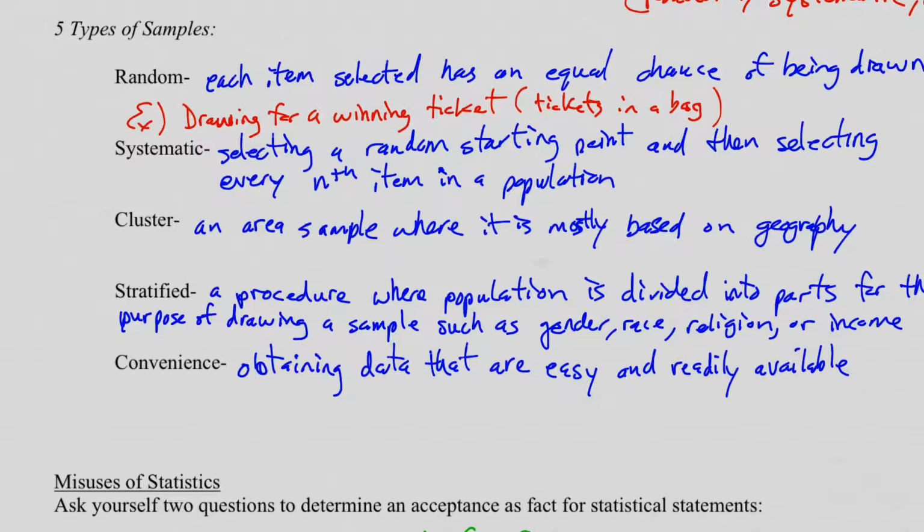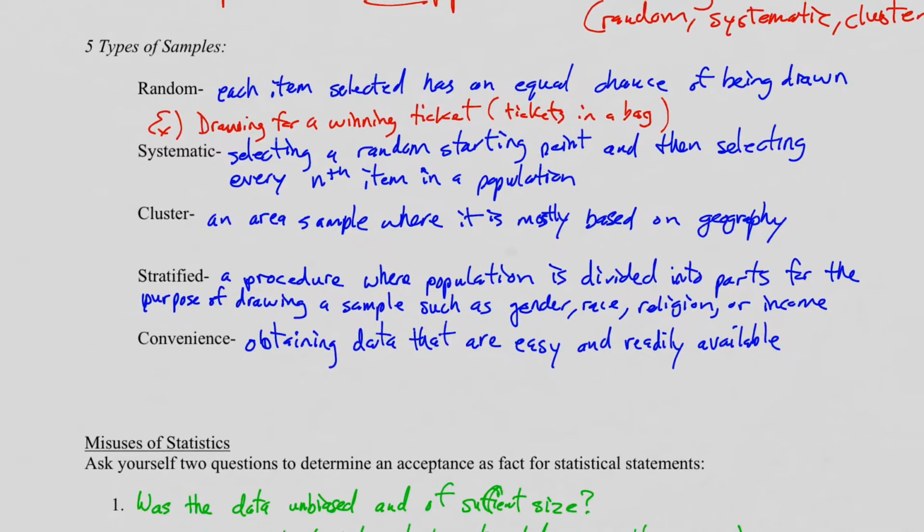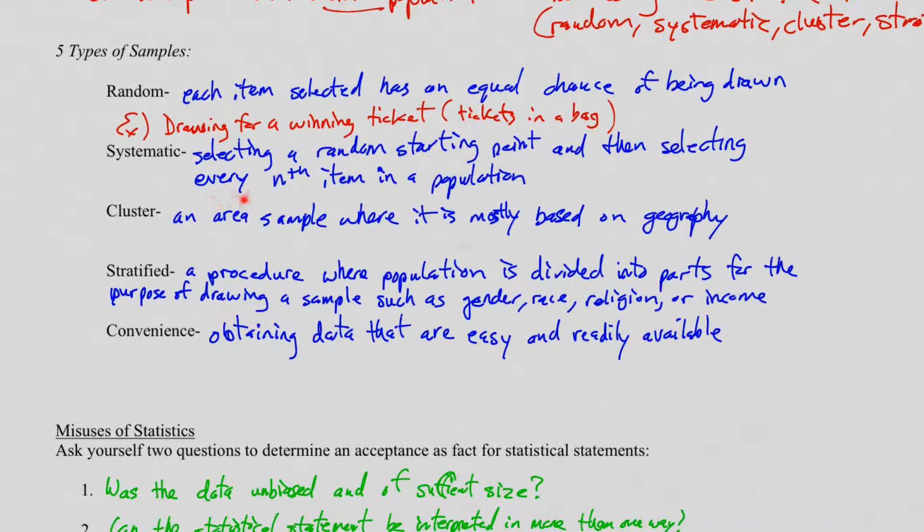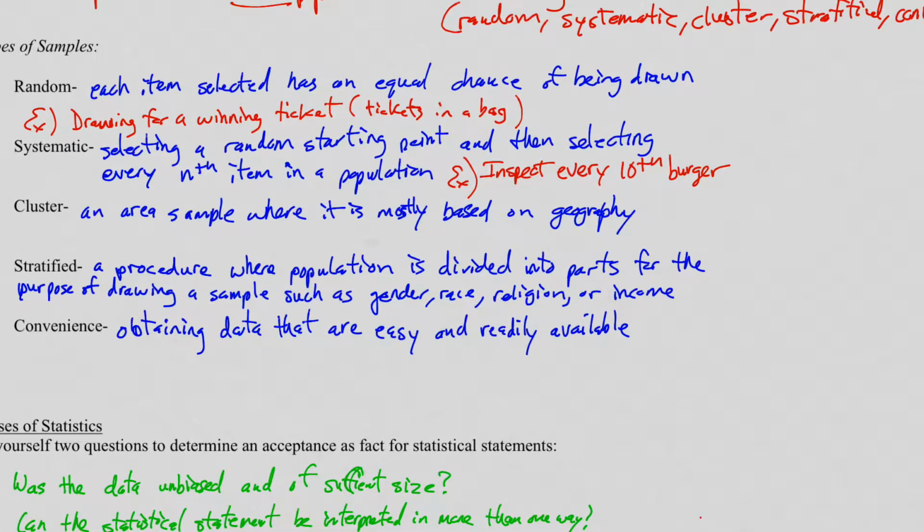Then systematic sample. A systematic sample would be selecting a random starting point and then selecting every nth item in a population. Okay, so an example of that would be, let's say you're inspecting burgers that are being made in a burger place, let's say McDonald's or something, and you inspect every 10th burger to check if it was made correctly.